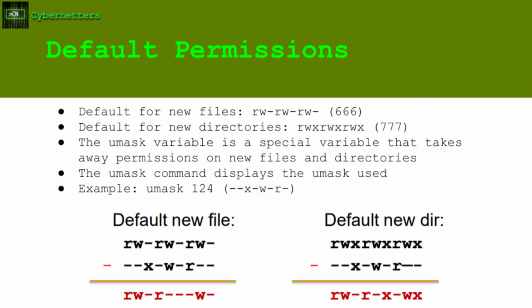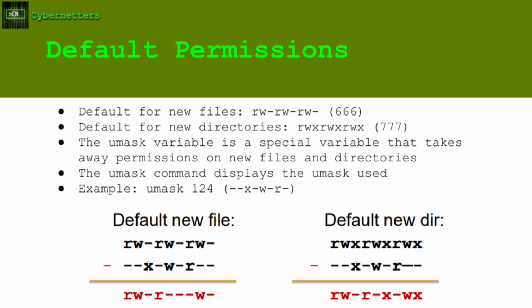When you create a new file or directory in Unix, it doesn't start with no permissions. It starts with a default permission set. For new files, it defaults to rw-rw-rw- or 666, meaning it has read and write access for everybody but no execute. And for new directories, it defaults to rwxrwxrwx or 777, meaning full access for everyone, including execute, since directories must be searchable.